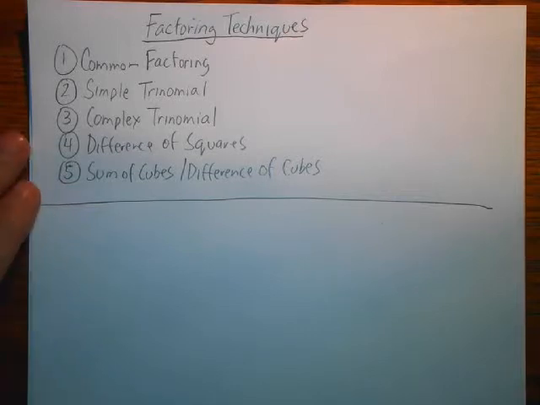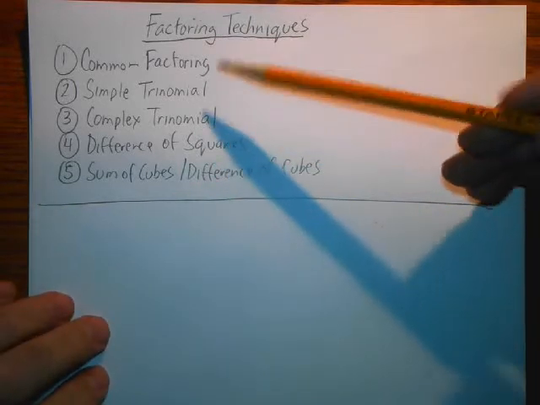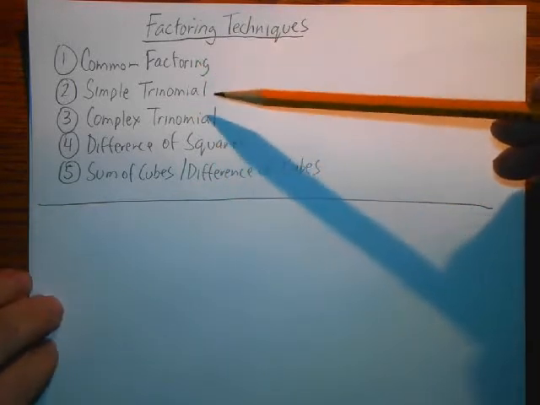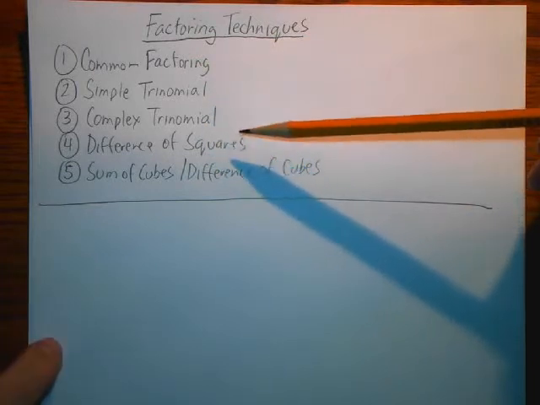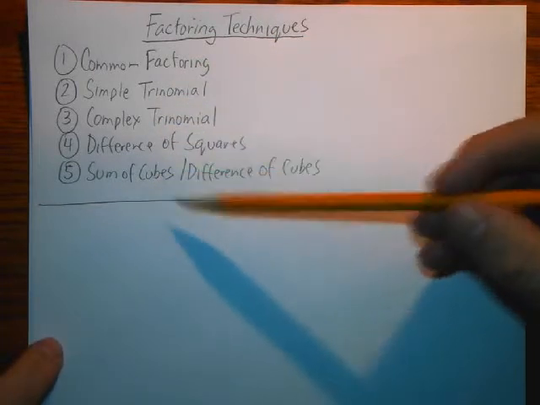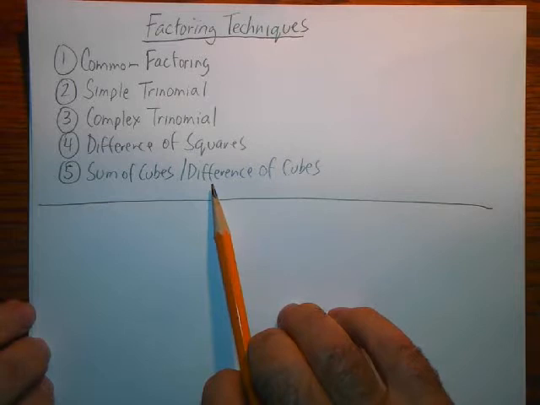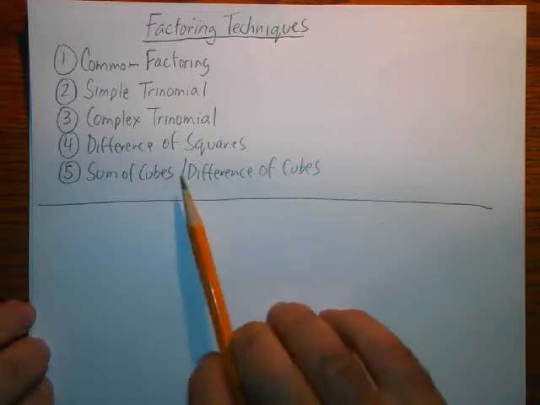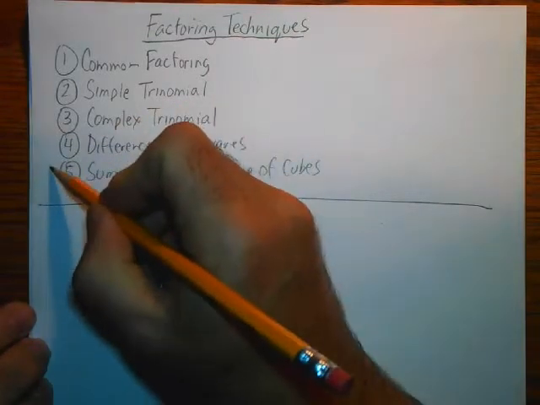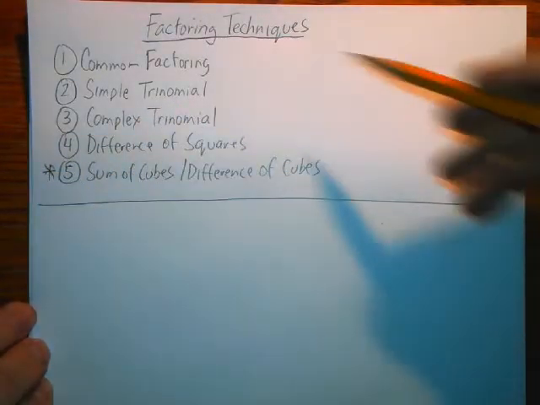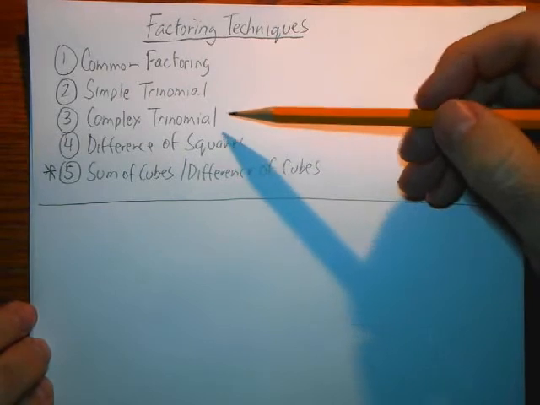This lesson is going to be a review of factoring techniques. So the video is geared towards grade 12 students. We're going to be reviewing these four techniques: common factoring, simple trinomial, complex trinomial, difference of squares. I'm also going to be covering off a new type of factoring introduced in grade 12 called sum of cubes and difference of cubes. They're two different methods, but very, very similar. So this will be a new technique. The four previous ones should be review.